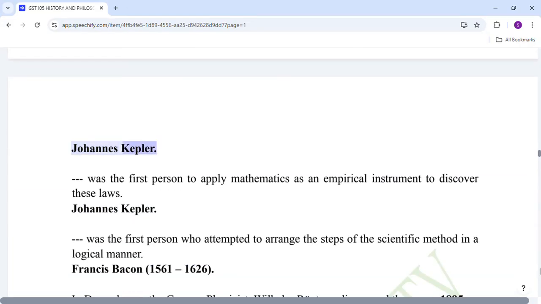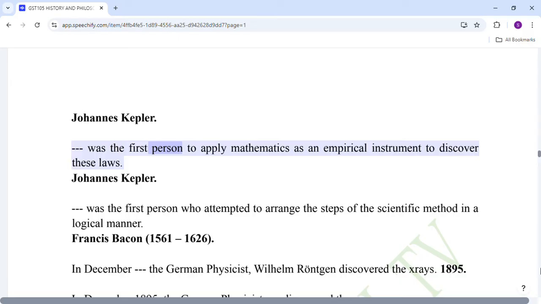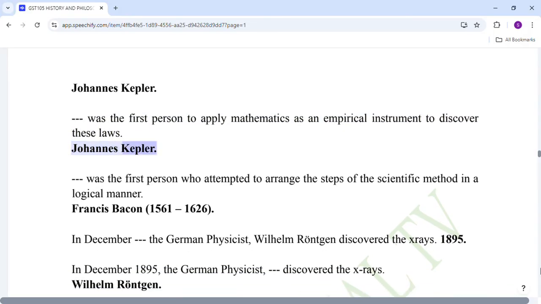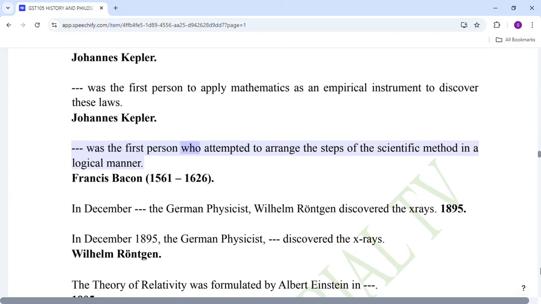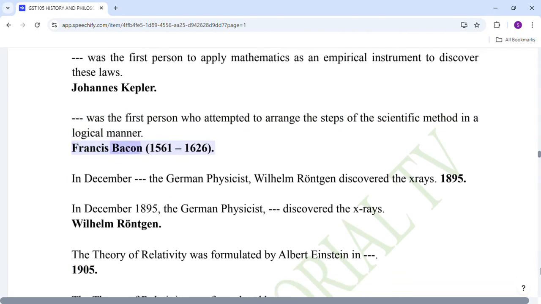Johannes Kepler was the first person to apply mathematics as an empirical instrument to discover these laws. Francis Bacon, 1561 to 1626, was the first person who attempted to arrange the steps of the scientific method in a logical manner.